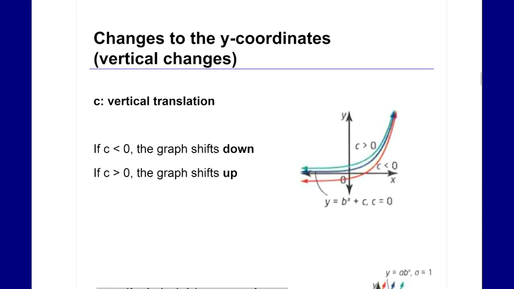Again, we'll just review this: those changes that we talked about, the different variables a, k, d, and c, are the same as the other ones. So it's the same transformations, the same kind of characteristics that we're looking for. c represents our vertical translation. So if c is less than 0, or negative, then it shifts down. If it's greater than 0, or positive, it shifts up.